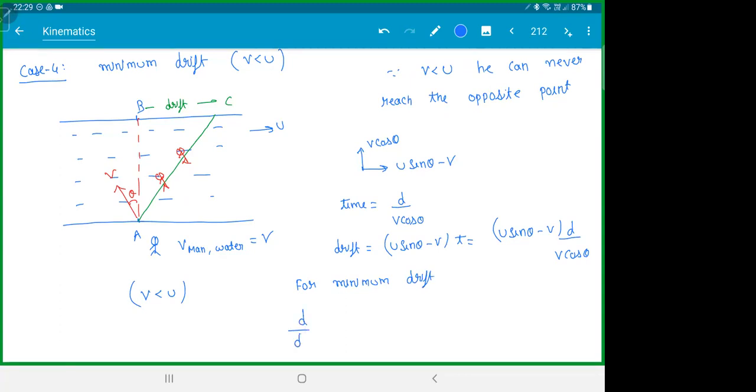We need to differentiate, maximum minimum, everyone. d drift by d theta is equal to 0. Have a look at this. Let me show it on the next page. So we got a drift as a function of theta. If we go with theta 0 degree, 10 degree, 20, 30, you get different drifts. Among all of them, there is one angle which will give you the minimum drift. So we need to find that minimum drift. Have a look at this page. I'll show you those calculations on the next page.